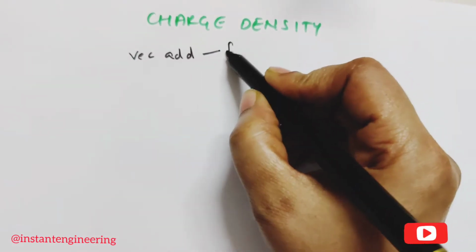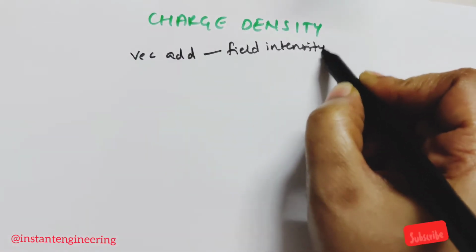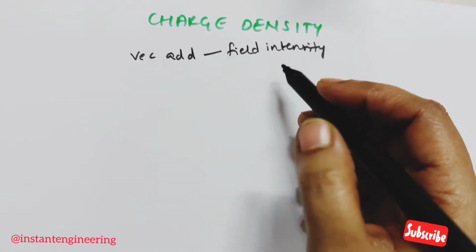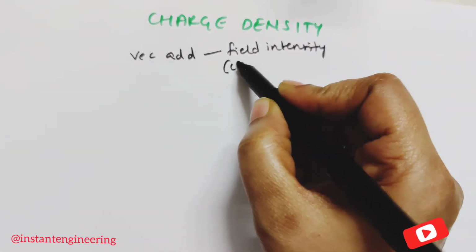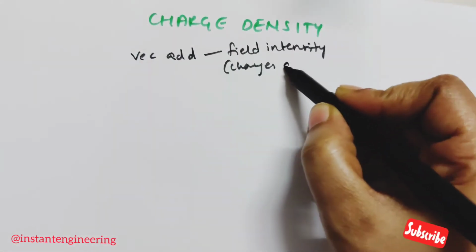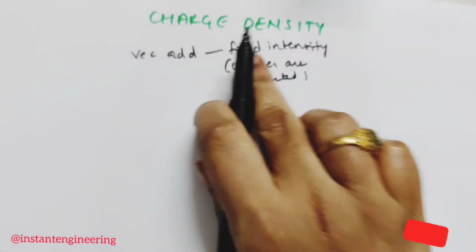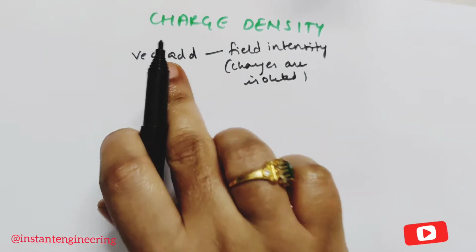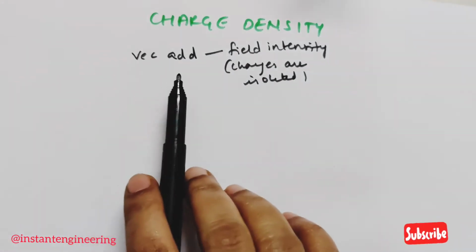If you want to know the field intensity at any point in a field, you can find it when these electric charges are isolated from each other. Charges are isolated. Then you can find the field intensity by vector addition. This is what we have seen in the previous videos, how to add these vectors.